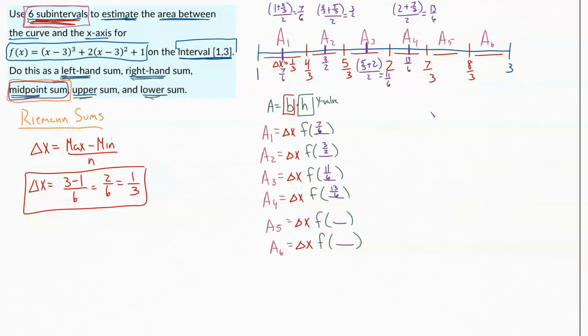Keep going down the line, A5. This is why having this number line just makes it so helpful. You've got something to work with. So 7/3 plus 8/3, divide that by 2, and we end up getting 5/2. So that would be our midpoint on A5. And then finally finding our final midpoint here on A6, which is going to be 8/3 plus 3. Divide that by 2, and we end up getting 17/6. So this would be our midpoint on A6.